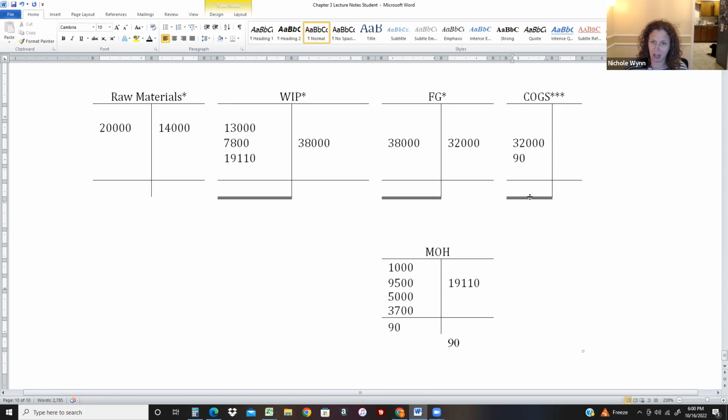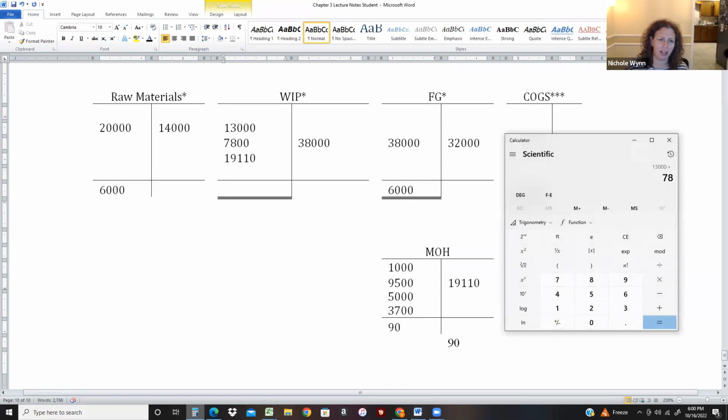Looks like my COGS is 32,090. This one has a balance of 6. So does this one. And then this one's balance, I need a calculator, will be 13,000, 7,800, 19,110 minus 38 is 1910.